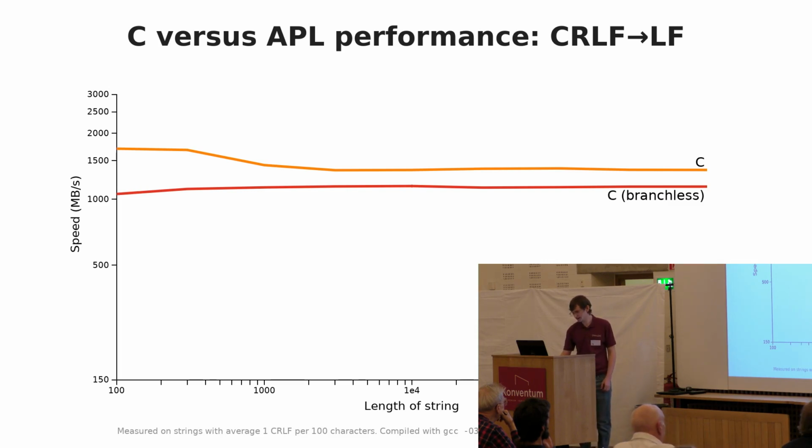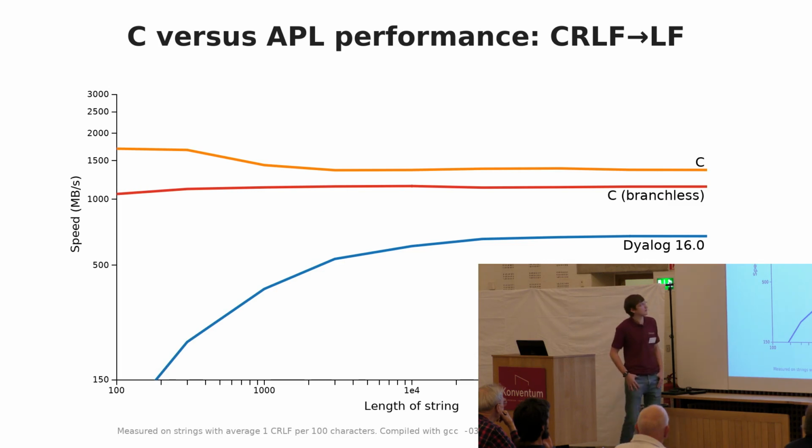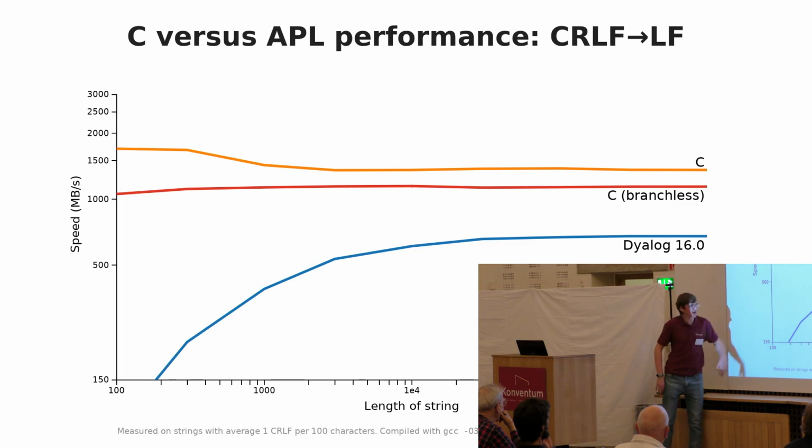Now here's Dyalog 16. This is very good. Dyalog 16 is somewhere around half as fast as C. Most interpreted languages can't come anywhere close to this. Dyalog's own regex implementation, which is a pretty fast regex implementation that's also used by some other languages, comes in at 200 megabytes per second, right around the bottom of this graph.